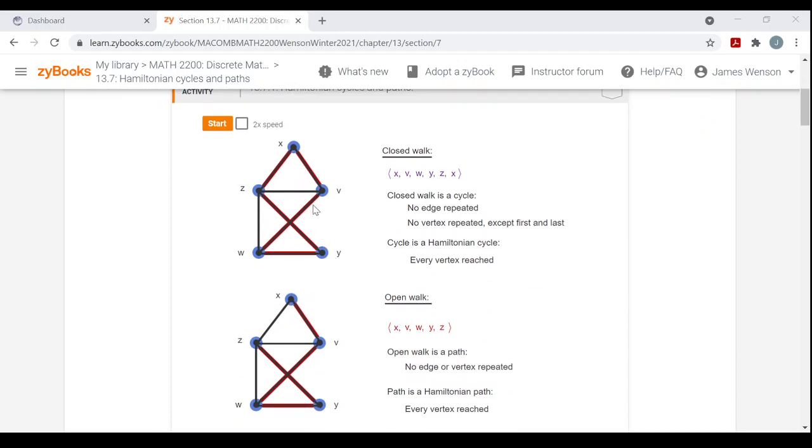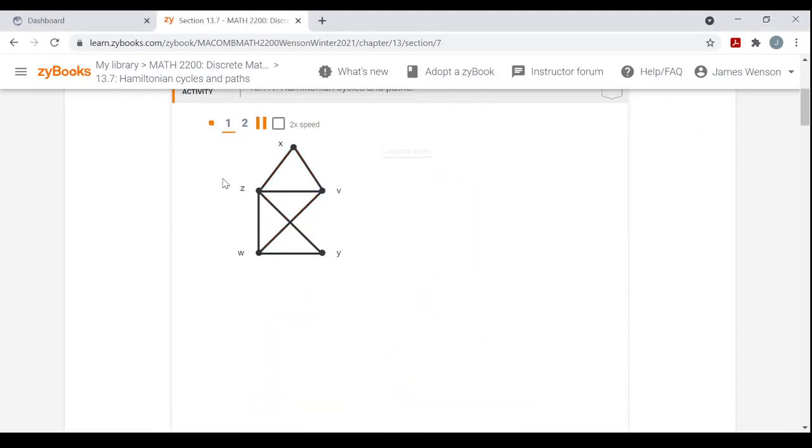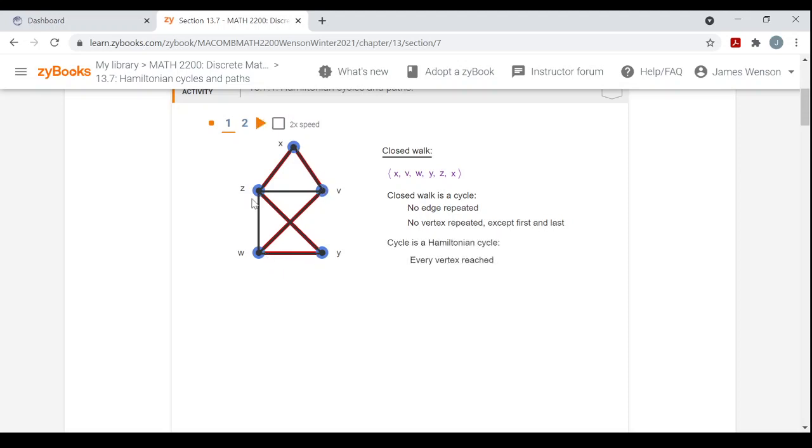All right, so I'll play this animation here for you. They give you a couple examples of graphs. Look at this graph here, 5 vertices. Start at vertex X, then travel to V, to W, to Y, to Z, and then back to X. I ended where I started, so it's a closed walk. No edge was repeated, so it's a circuit, and the only vertex that was repeated was the beginning and end, so it is a cycle. What makes this a Hamiltonian cycle is that every single vertex in the graph is in it.